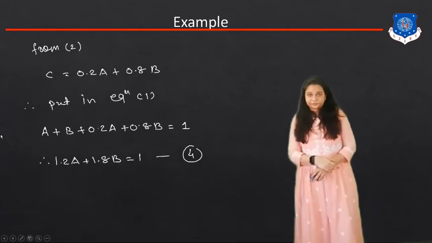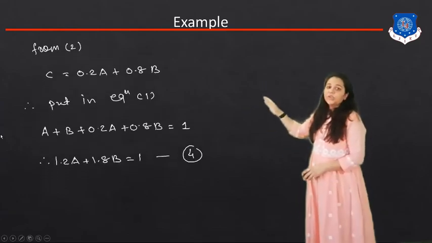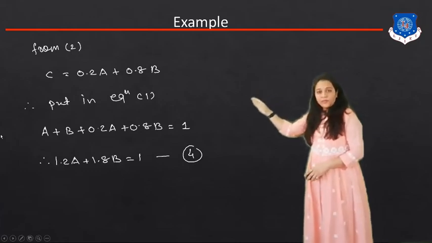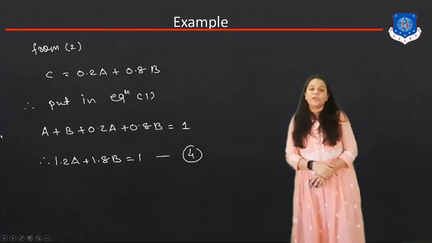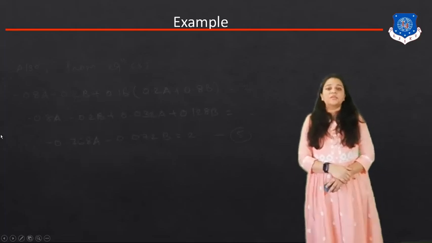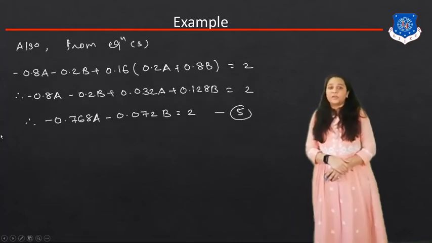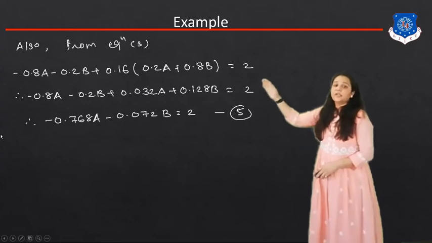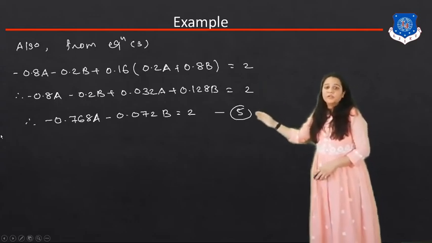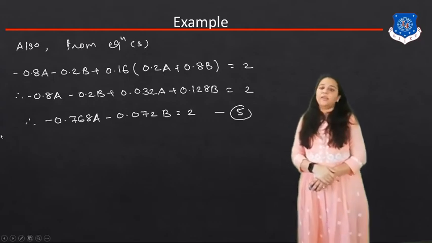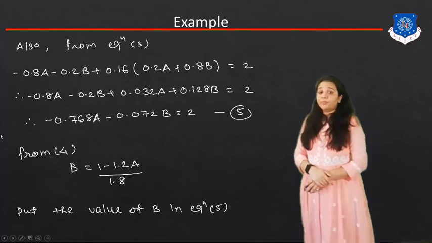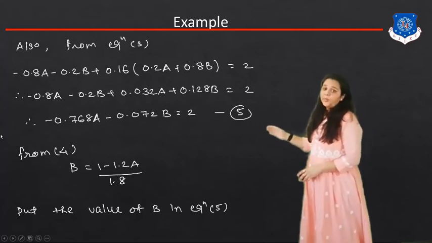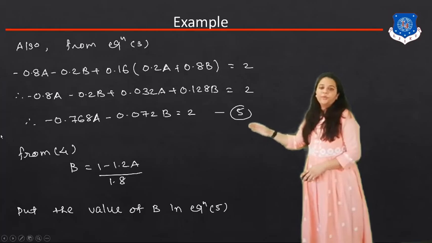So from 2, c is equal to this. Put the value of c in equation number 1. So we can get the equation in this manner: 1.2a plus 1.8b is equal to 1. Now next, from equation number 3, put the value of c in this equation. So we can get minus 0.768a minus 0.072b is equal to 0. Now from equation number 4, b is equal to (1 minus 1.2a) upon 1.8.